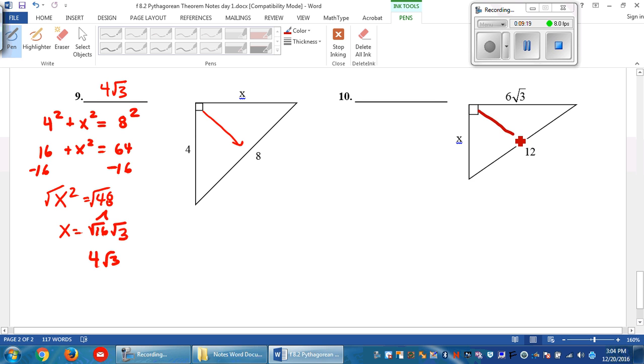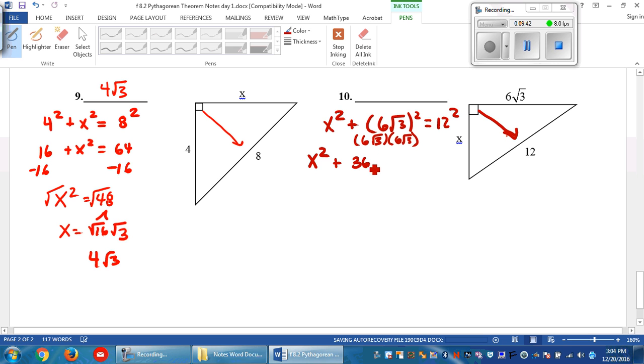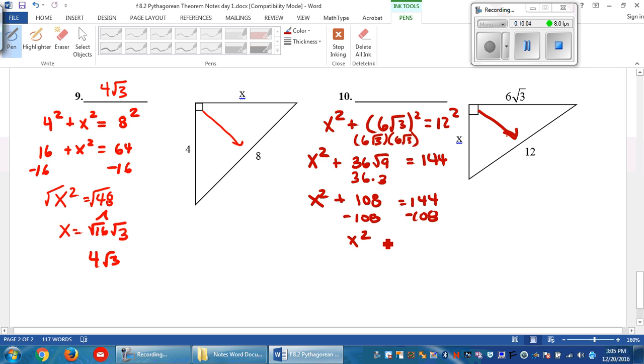And last but not least, across from the right angle is the 12 side, which is the hypotenuse. So we got x squared plus 6 root 3 squared equals 12 squared. I'm hoping these don't bother you. We'll do it the long way one more time for those of you that are struggling. So we got x squared. 6 times 6 is 36. Root 3 times root 3 is 9, which becomes 3. And multiply the 36 and the 3 to get 108. This side over here equals 144, minus the 108 over. x squared is equal to 36, rooted, x equals 6.